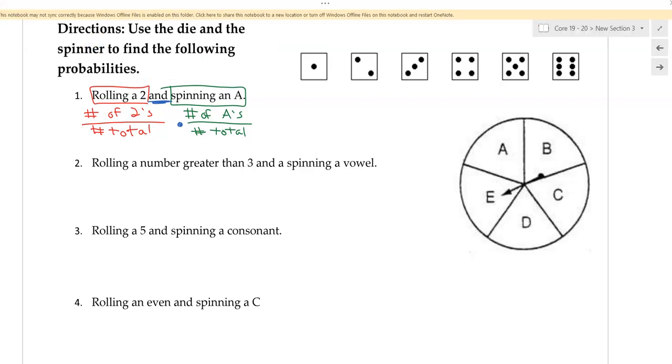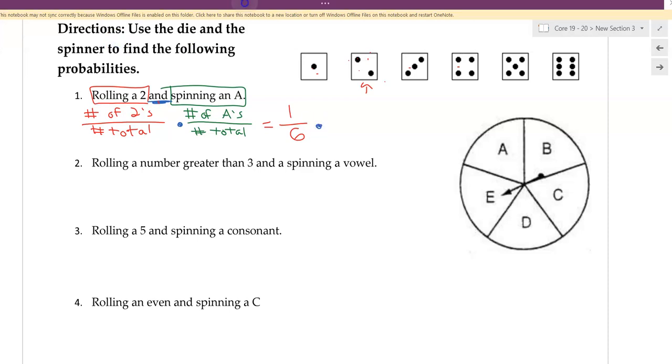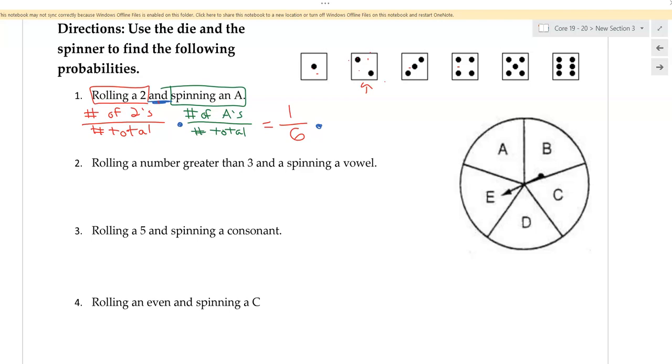So the number of 2's, there's 1 out of 6. Another big mistake is people say there's 1, 2, and then count up everything in both events. These things are separated by the word "and." We don't put them together. So there's 1 out of the 6 numbers I can get on the die, and then I'm multiplying. When I go to spin my spinner, there's 1 A, and 5 options there. So there are separate sets of options for these two things.